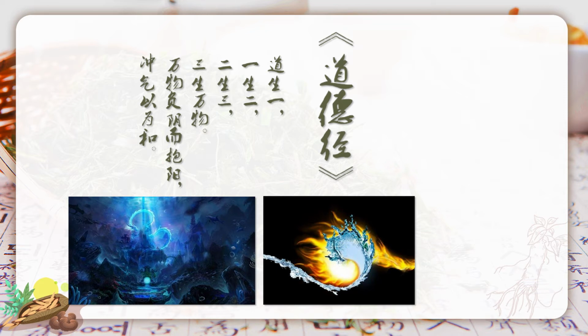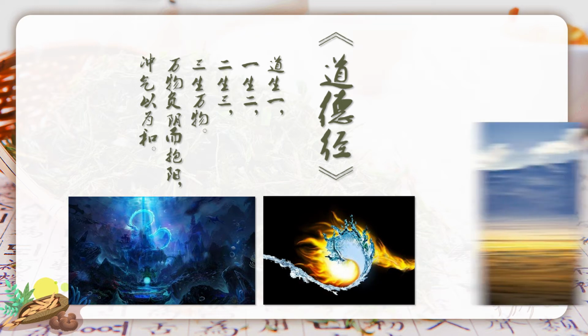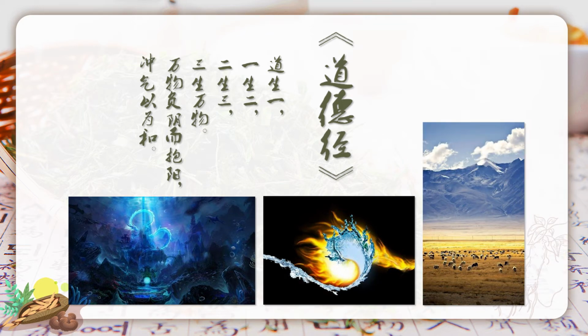Or we can just understand them as the earth and the heaven. After that, between the earth and heaven, the third substance was formed, which in turn gave birth to numerous things in the universe. Okay, now let's explain what is the original meaning of qi.